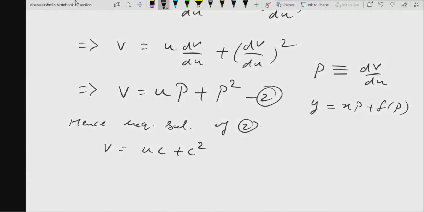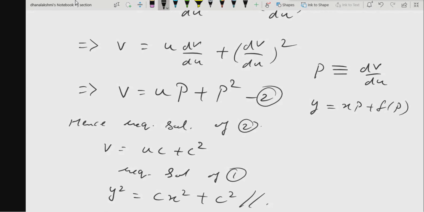Yes, ma'am. But we are not done yet, because we got a solution in terms of u and v, but our question was in terms of x and y. So we will replace them. Hence the final required solution of 1 will be what? What we have taken, y square. So y square is equal to c x square plus c square. This is the required solution.